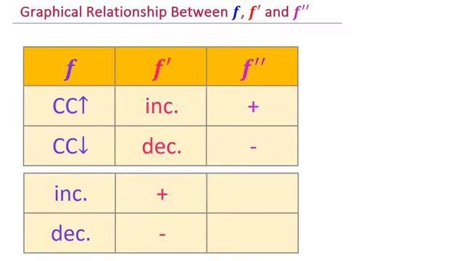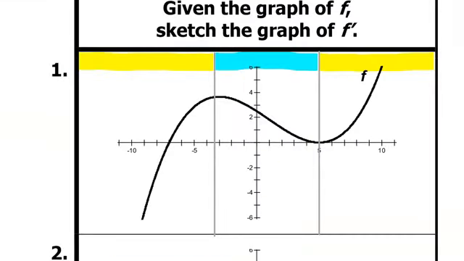But looking back at the chart, remember that wherever function f is increasing, f prime will be positive. Wherever f is decreasing, f prime will be negative. So that means that f prime will be positive in this interval, and this interval, and negative in this interval.